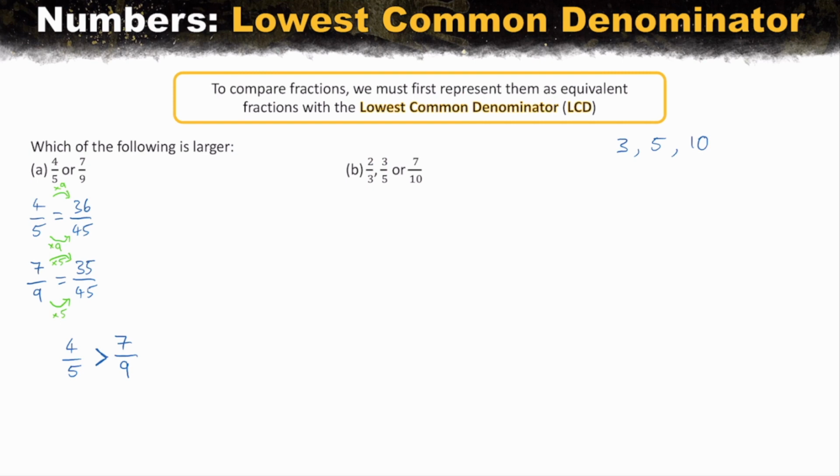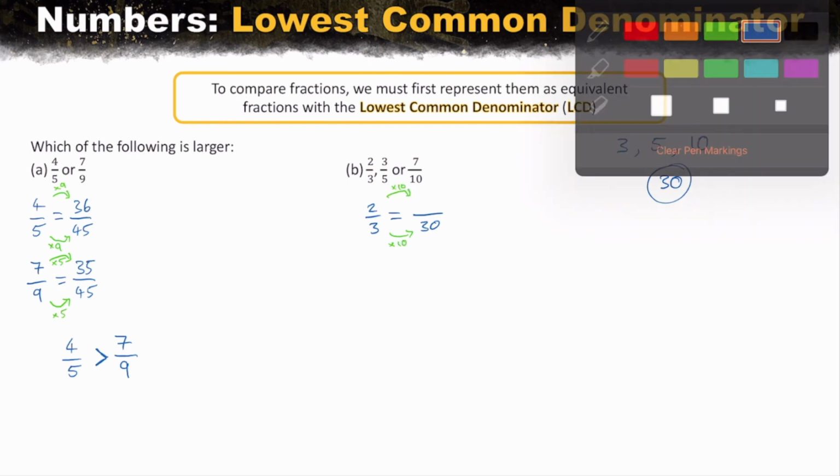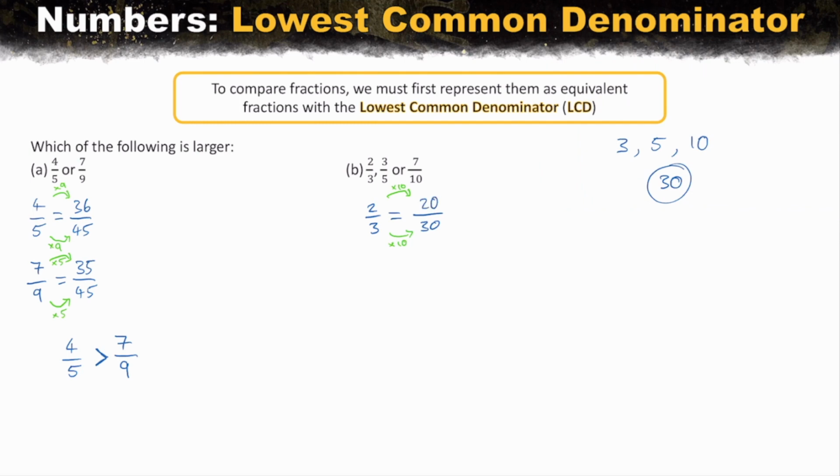All right, but if you understand other methods I showed earlier, or you know your times tables really well, you might be able to spot that 30 will work for all of them. Okay, so 30 is divisible by 3, 5, and 10. So what we want to do here then is represent 2/3 as something over 30, which I then go, well, how much would I need to multiply this by? Well, that answer is 10, which means I need to multiply this by 10. 2 times 10 is going to be 20.